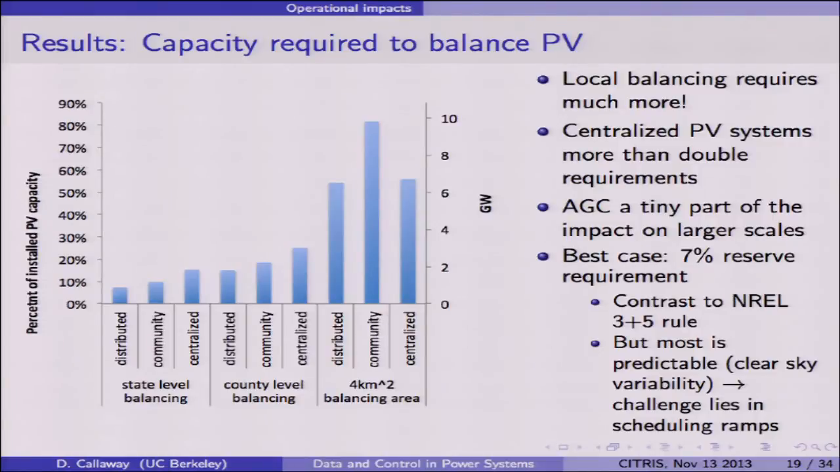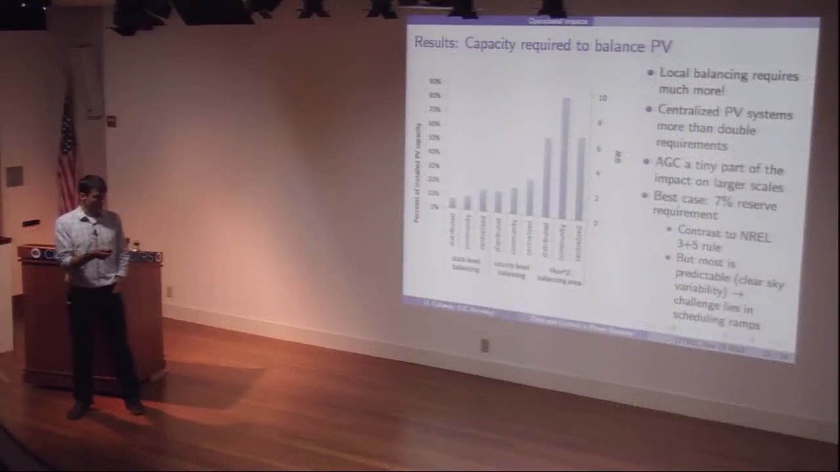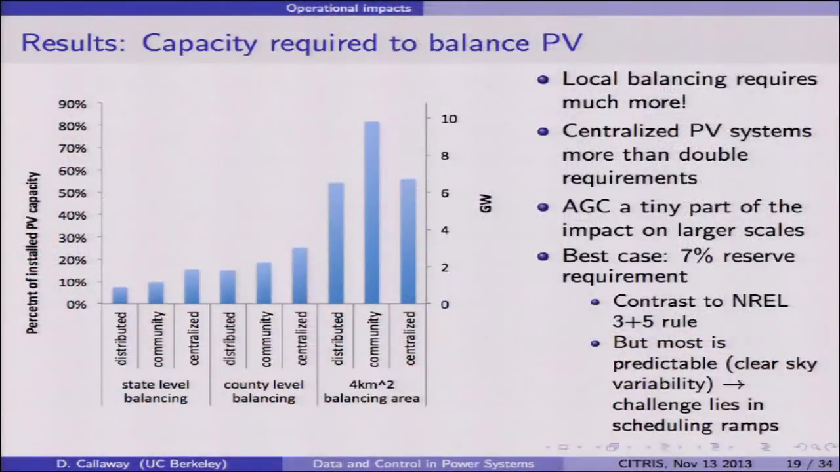Another way to think about it is that the National Renewable Energy Lab has a rule that says that 5% of what's forecasted for production from renewables is how much you should be committing for reserves in real time. But we see in the best case we're getting 7% of the total installed capacity. So I think that this suggests that rule of thumb, the 5%, is probably quite a bit too low.